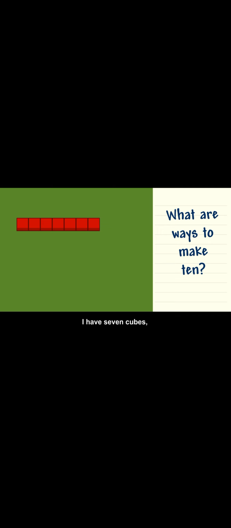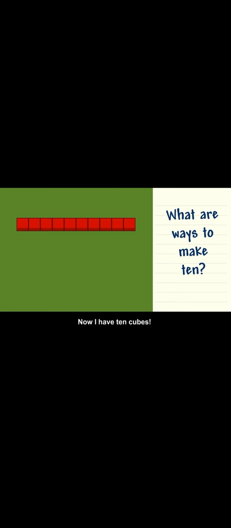I have 7 cubes, and I can add on 3 more to make 10. 7 plus 3 is equal to 10. Now I see 8 cubes, and I can add on 2 more to make 10. 8 plus 2 is equal to 10. I've got 9 cubes, and I can add on 1 cube to make 10. 9 plus 1 is equal to 10.